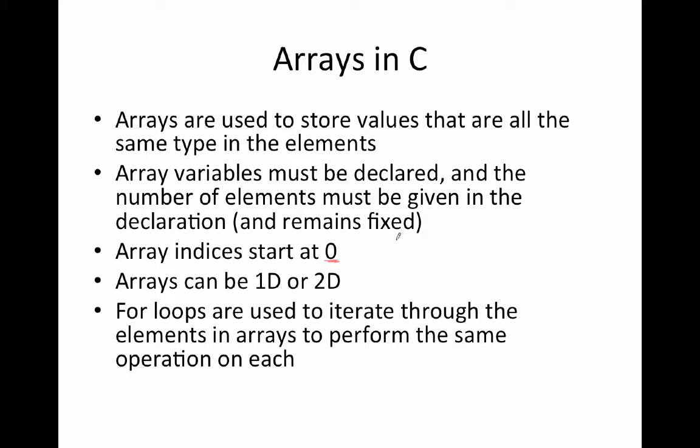And we use for loops to iterate through the elements in the arrays to perform the same operation on each element. A single loop if it's a one-dimensional array, nested loop if it's a two-dimensional array.